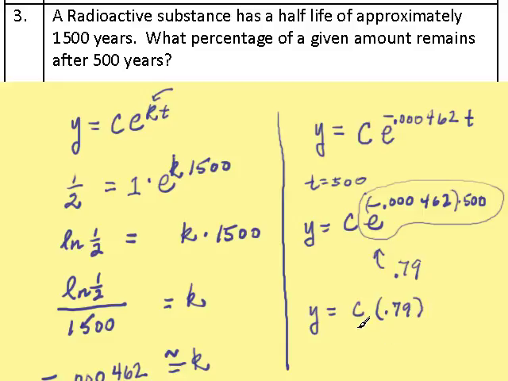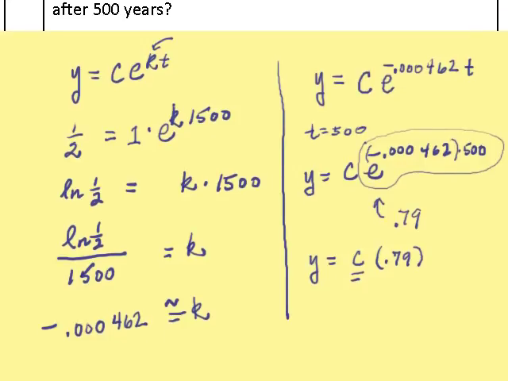Now remember, c is always the initial amount. So after 500 years, we have 0.79 times the initial amount, or 79% of the initial amount remains.